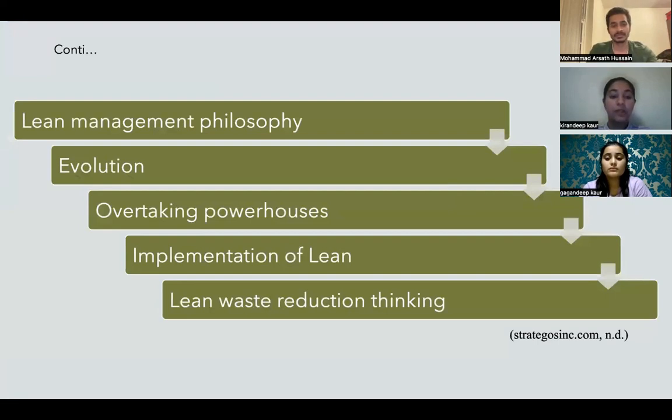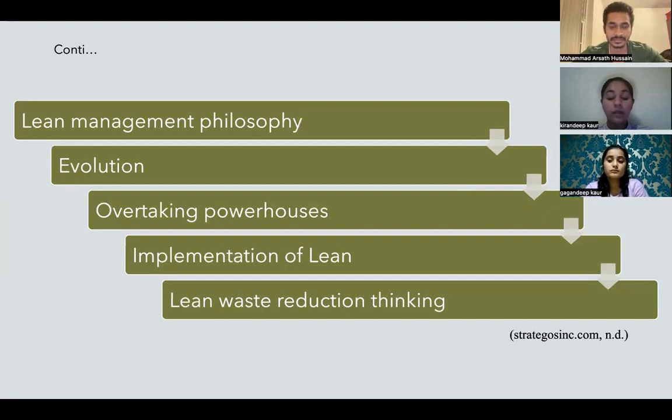So next slide we have the lean management philosophy. In this we have the Toyota Production System (TPS) developed by Taiichi Ohno, the primary source of the lean management philosophy, which gained popularity in the 1990s. The TPS is renowned for emphasizing the seven wastes to be reduced in order to increase total customer value.